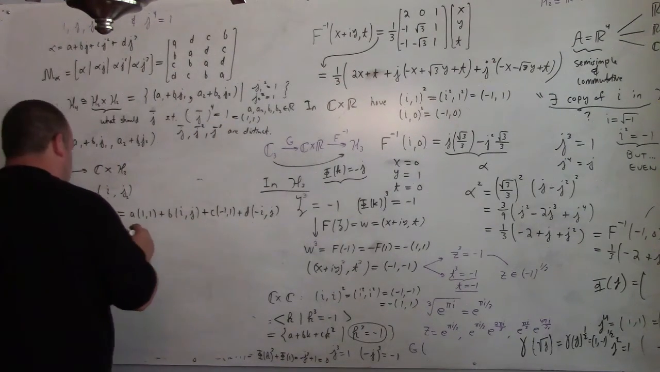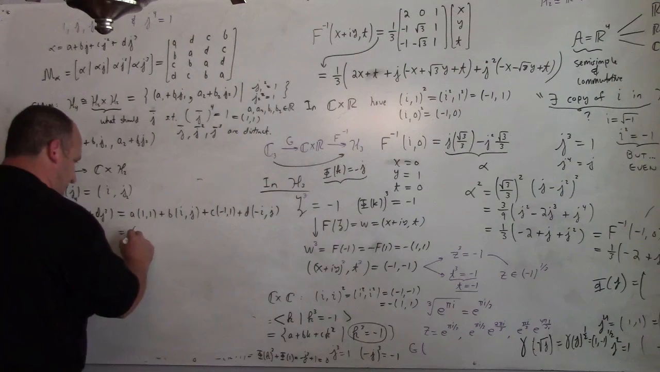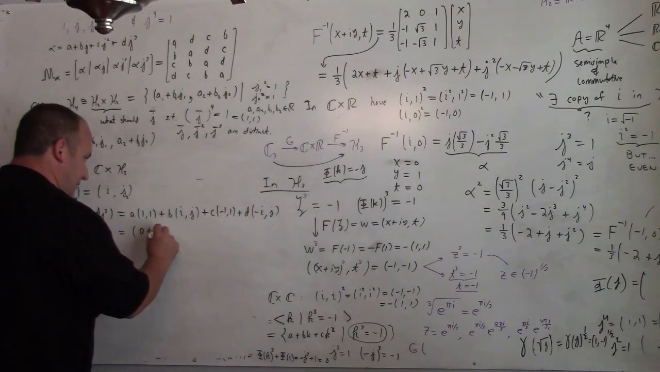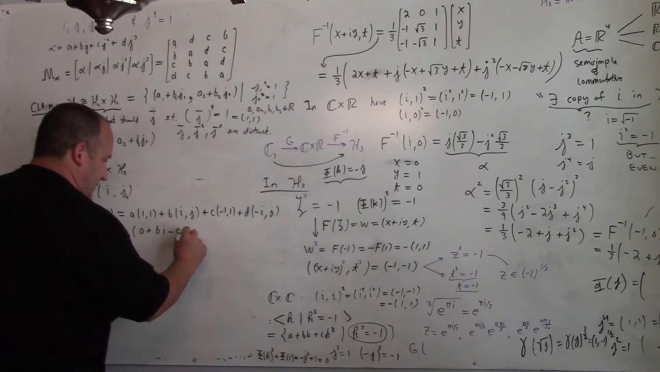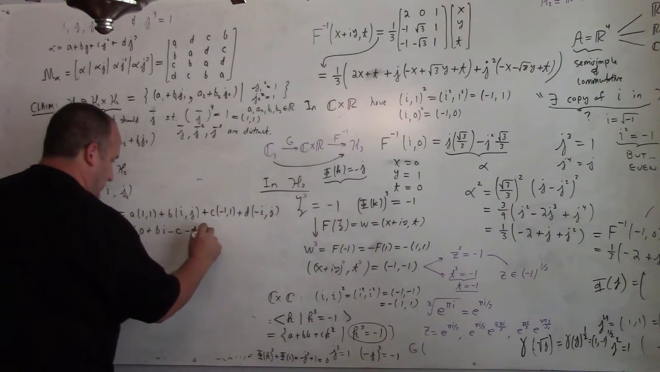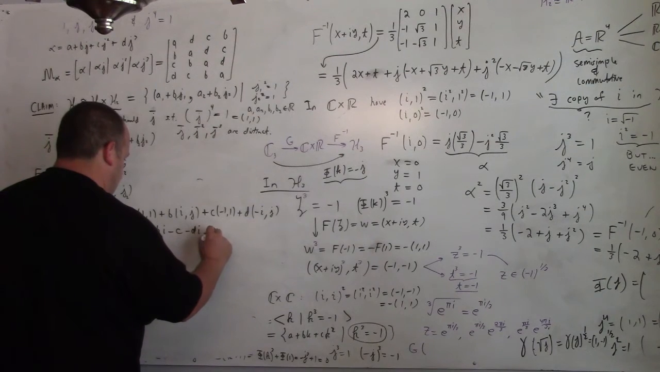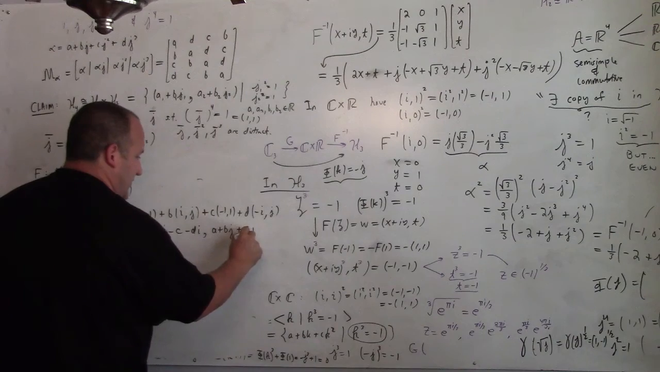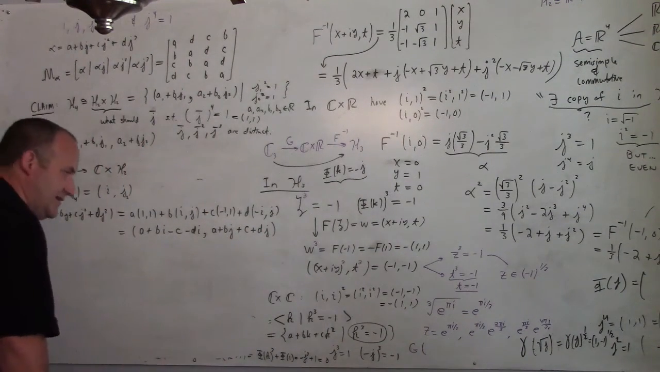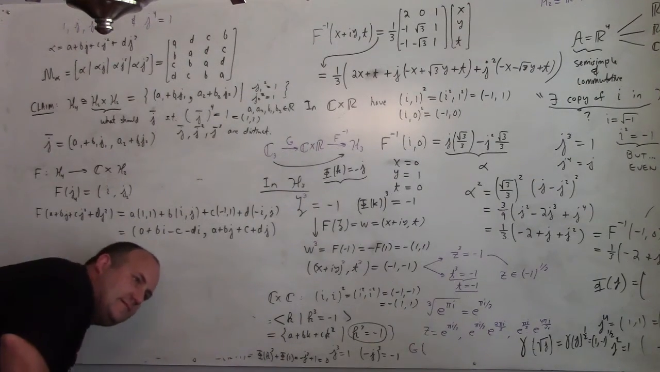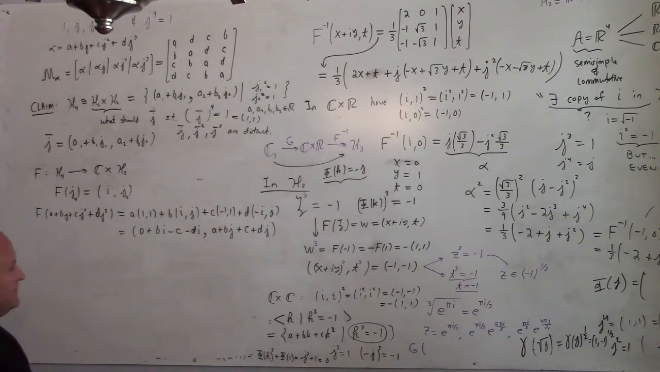And so we can write that out. That's A plus BI minus C minus DI, comma, A plus BJ plus C plus DJ. And so when you write it that way, it's somehow very nice in its way.